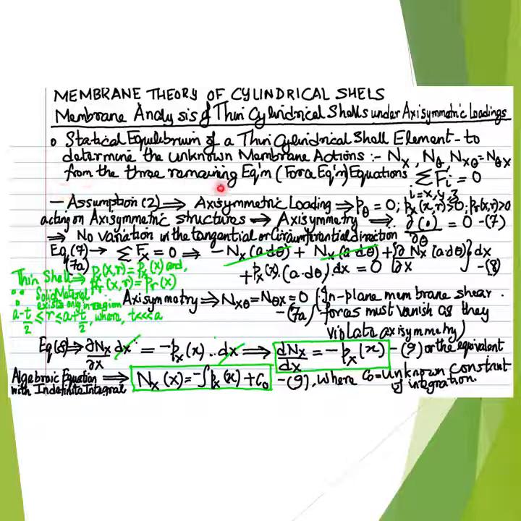Hence, recall that we had to apply another simplifying assumption or idealization, that was assumption number 2, the assumption of axisymmetric loading, that is, the assumption that the external loading or external forces acting on the differential thin cylindrical shell element are axisymmetric or act symmetrically with respect to the longitudinal x-axis of the cylindrical shell structure.